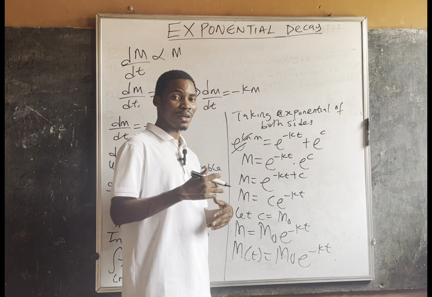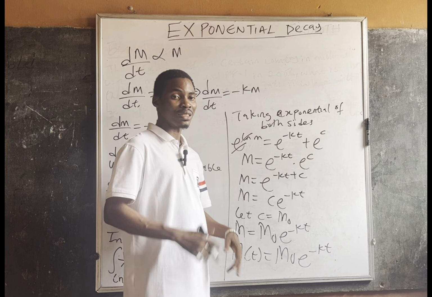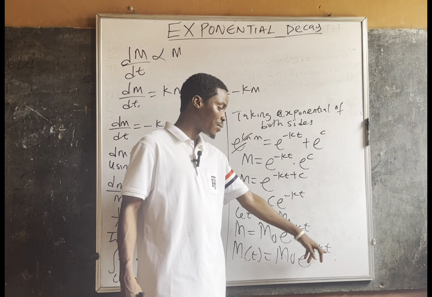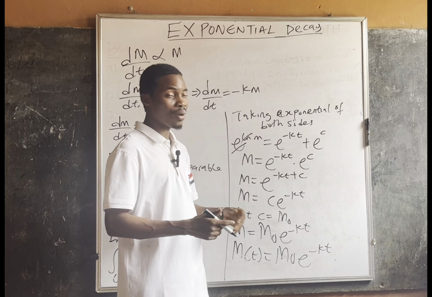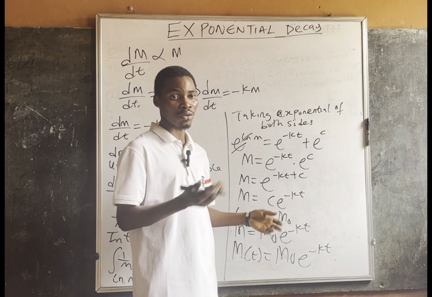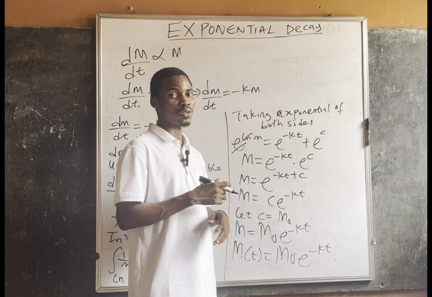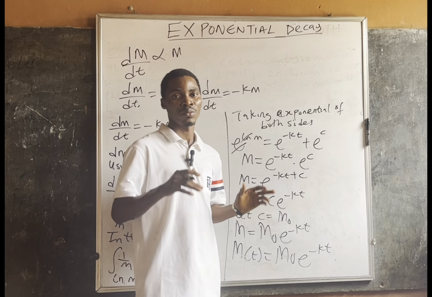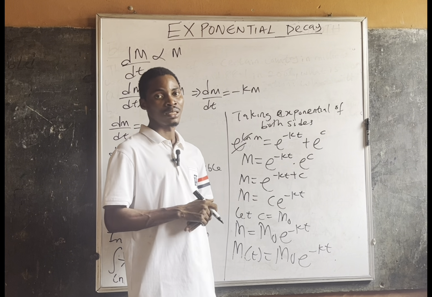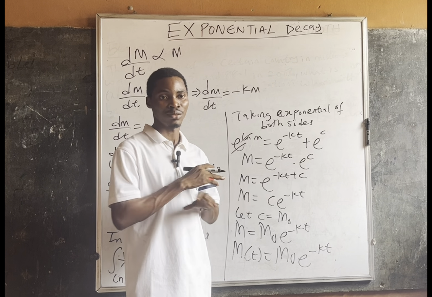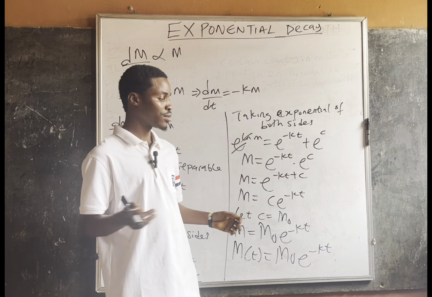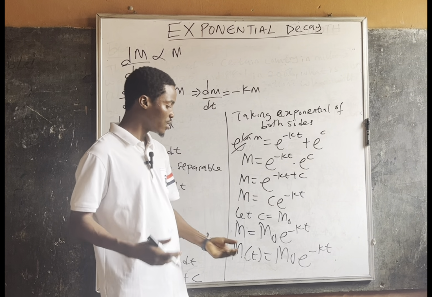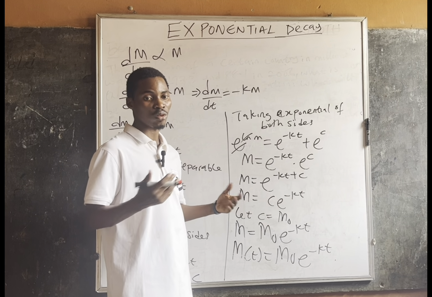Our m of t is the final mass, our m naught is the initial mass, our k is the rate of the mass, and our t is the time. Our t can be measured in seconds, hours, days, or years. There's no specific unit for t. So whenever we are given any question on exponential decay, we have to apply this formula to solve it.